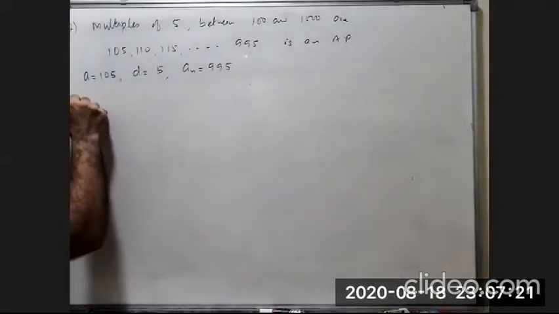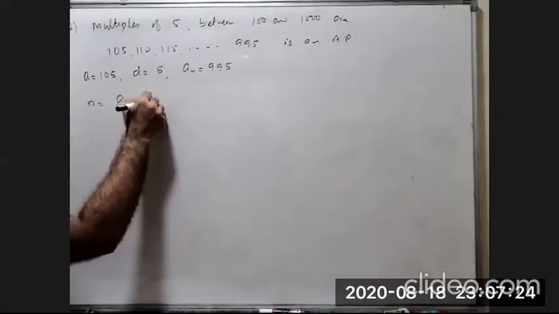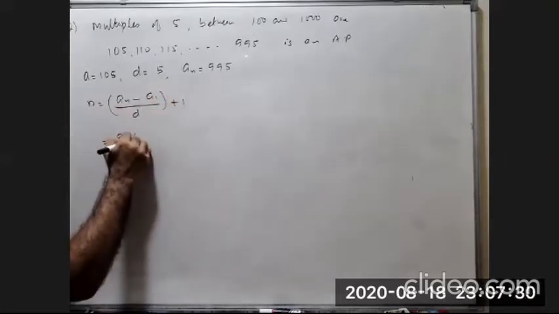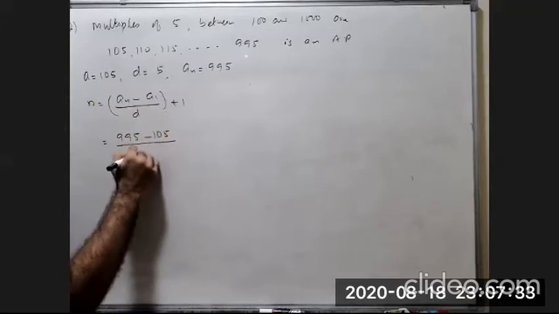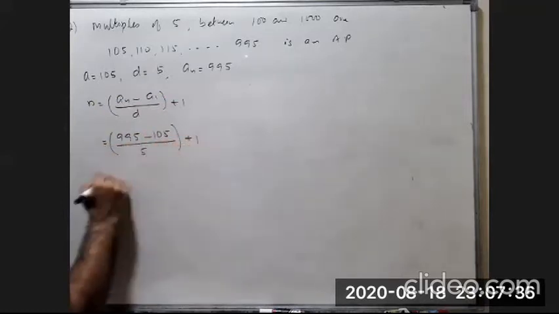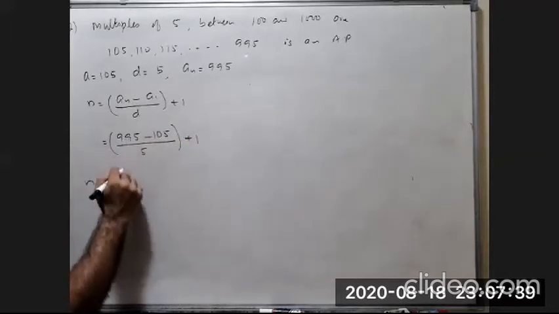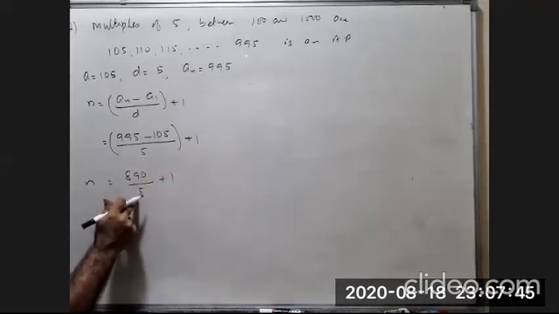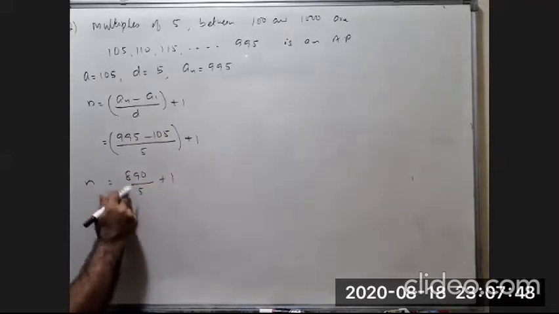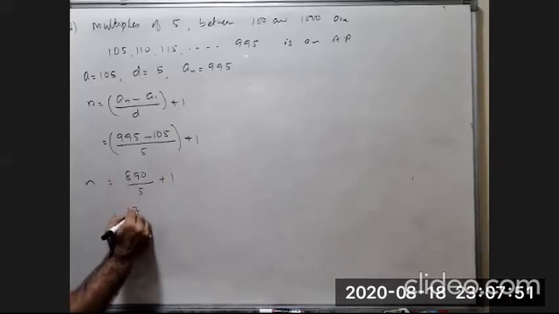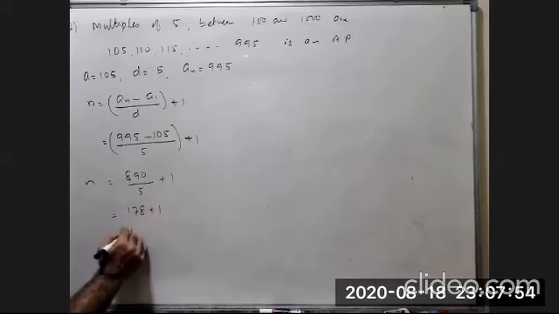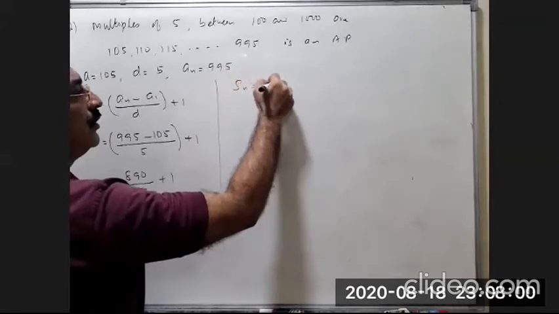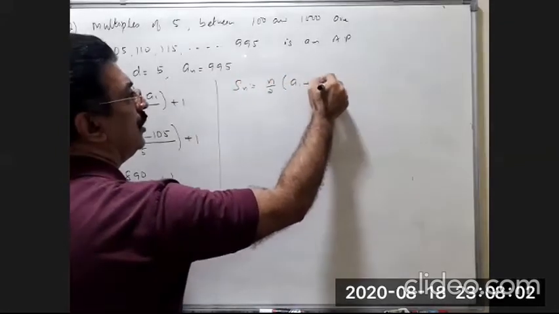So n is (an minus a1) by d plus 1, which is (995 minus 105) by 5 plus 1. This is 890 by 5 plus 1, which is 178 plus 1, 179. Sn is n by 2 into (a1 plus an).